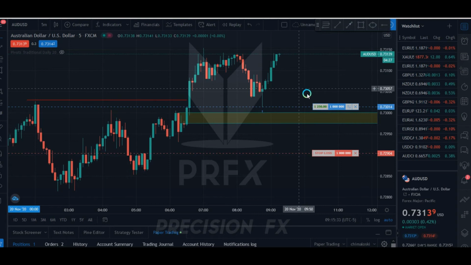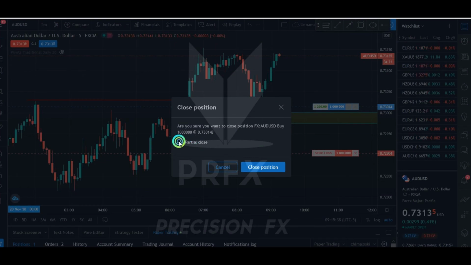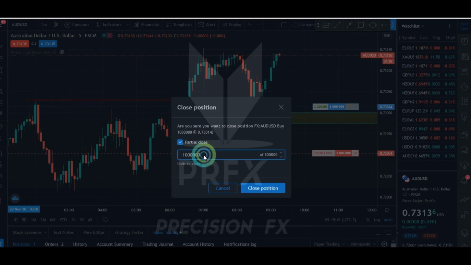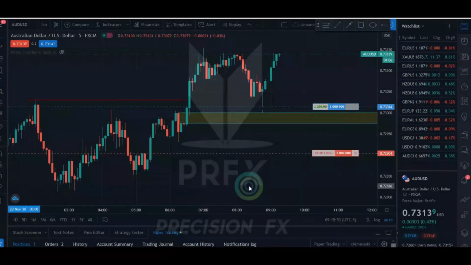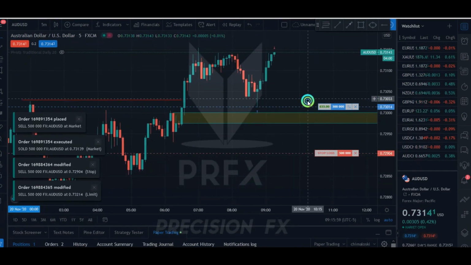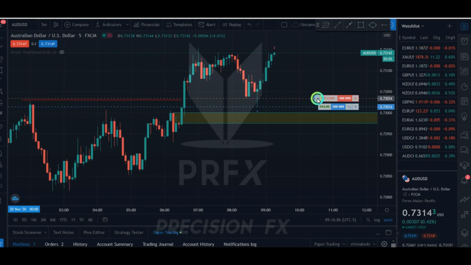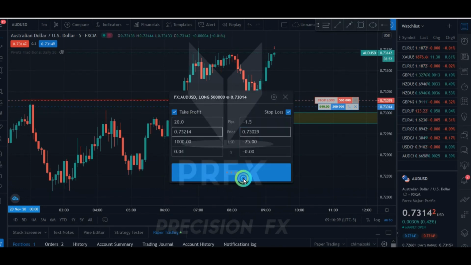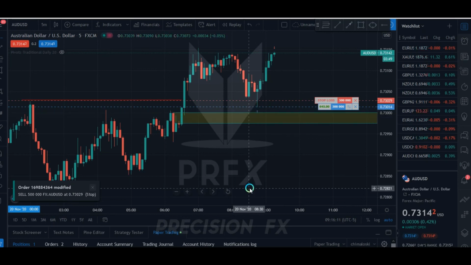I'm going to go ahead now and take partials out of this and move the stop to break even. So this is 1 million. I'm taking 500K off. That's done. And I'll move the stop into profit. As you can see, look at that entry. That is precision right there.